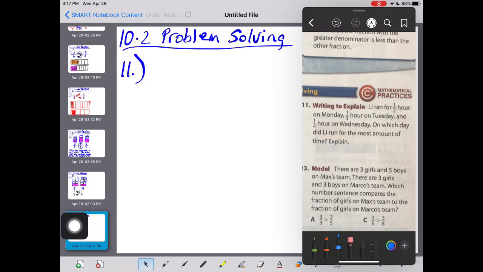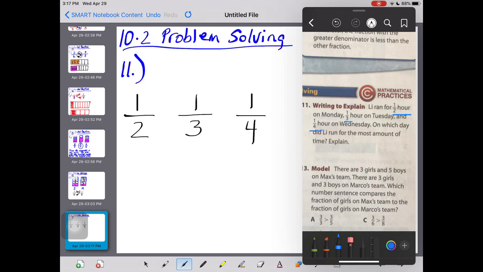Okay, so I see that Lee ran for a half an hour on Monday, 1/3 of an hour on Tuesday, and 1/4 of an hour on Wednesday. So I'm looking at 1/2 compared to 1/3 compared to 1/4.